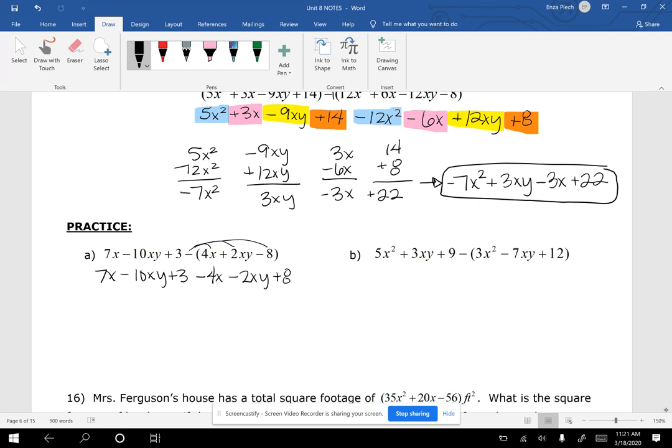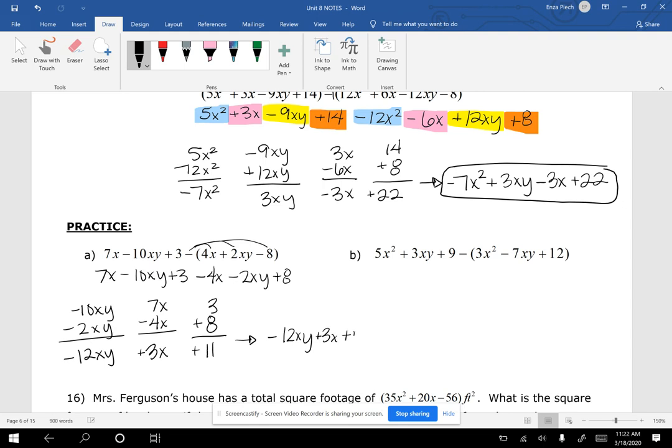I'll start here with my -10xy and my -2xy. -12xy. Then I have 7x minus 4x. I have 3x. It's a +3. Then I have my constants, 3 plus 8, and I get 11, a +11. Write it nice and neatly: -12xy plus 3x plus 11. There you go.